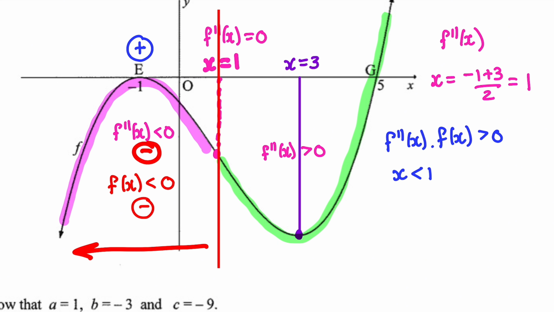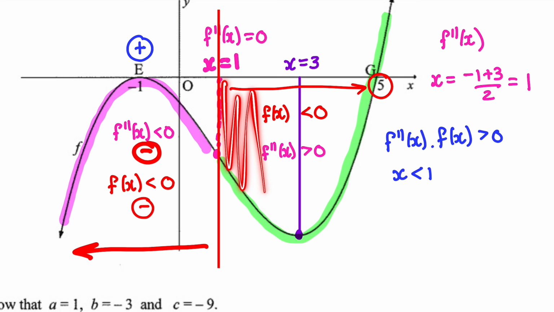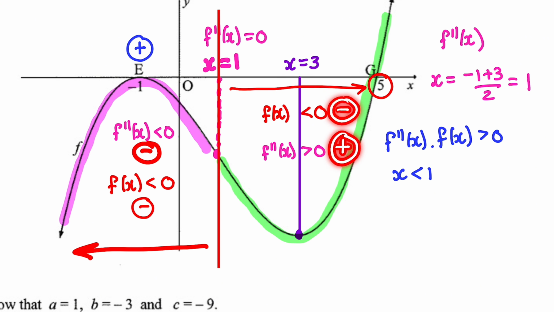And now let's inspect to the right of the point of inflection. Up until the x-intercept of 5, we have f x smaller than 0 or negative because it's below the x-axis. So in this section, we have a negative multiplied by a positive, which gives me a negative result. And that does not satisfy bigger than 0.